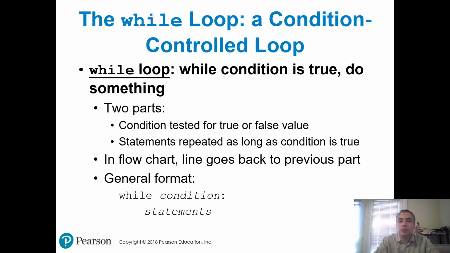The first kind of loop is a while loop, a condition-controlled loop. First of all, we will need a condition. The condition will be tested for true or false. If the condition is true, the loop is repeated again. General format: while condition, then execute statements. The condition is a Boolean. It evaluates to true or false, and it's the same sort of condition that you used in if statements.